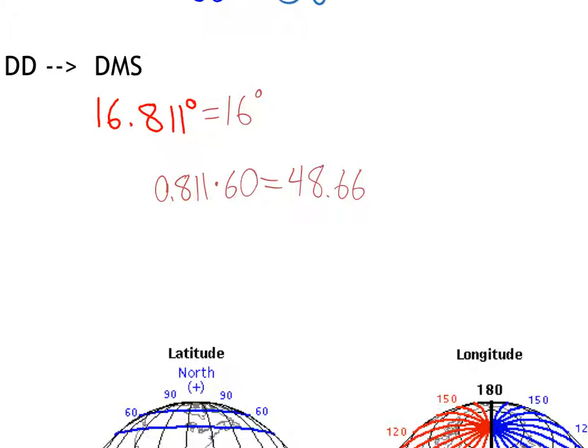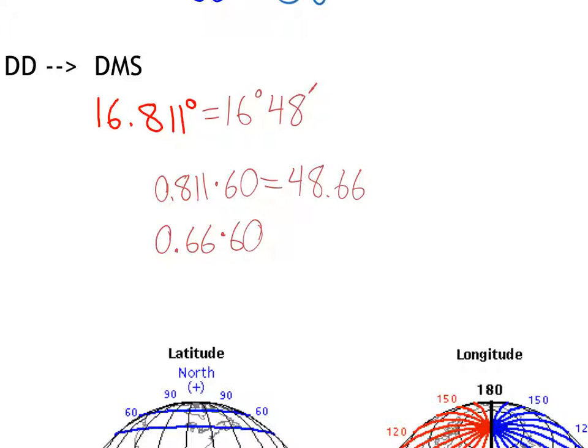So how many minutes do I have? 48. We're not going to round yet, because we don't just have minutes, we also have seconds. Isn't that 66 seconds? Or that's 0.66 out of 100? It's 0.66 out of 60. So 0.66 times 60 would be 39.6 seconds.